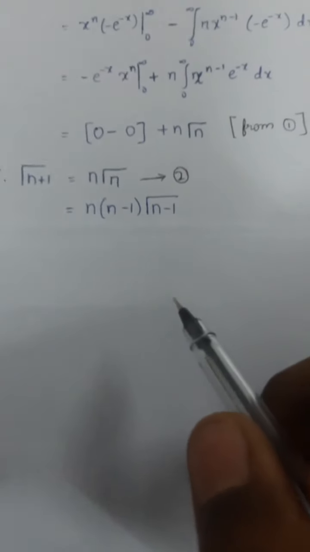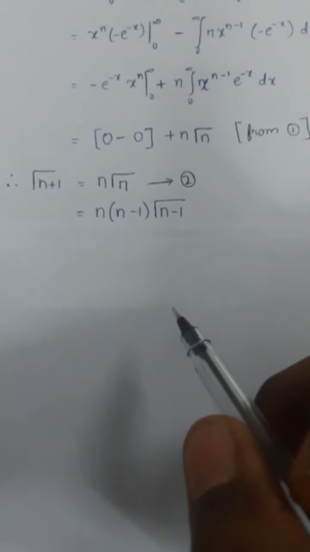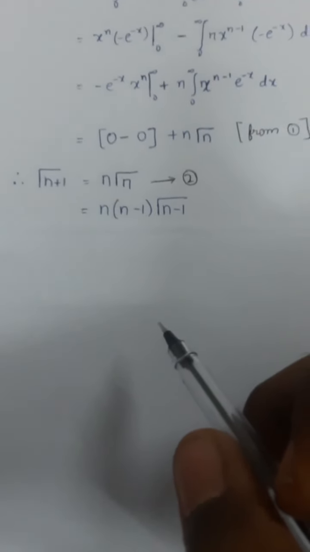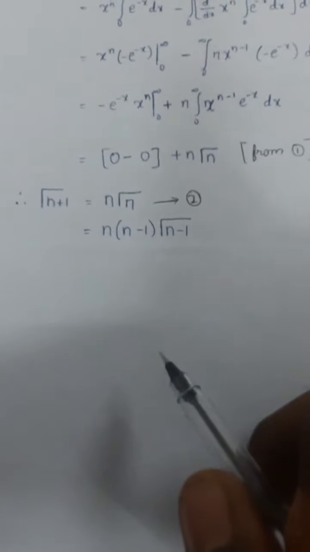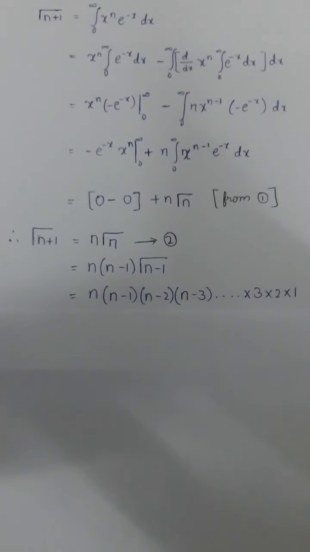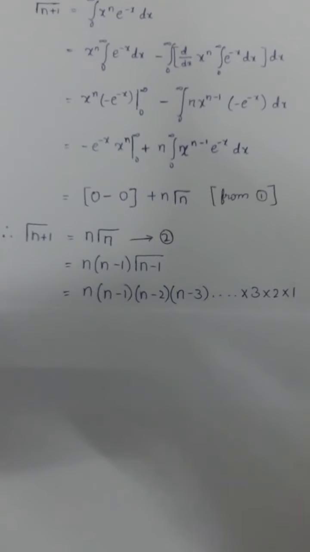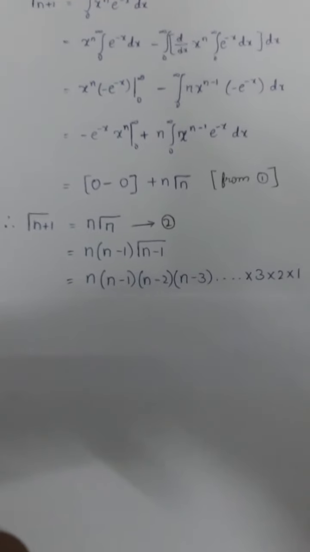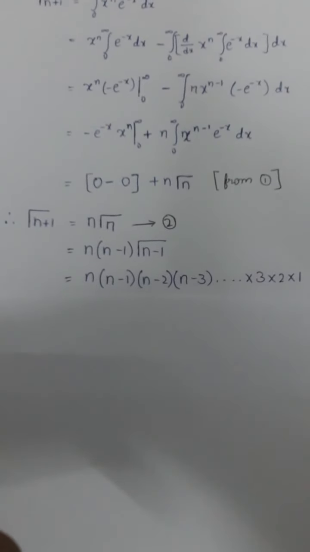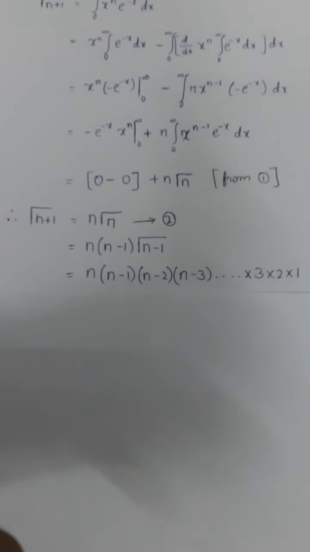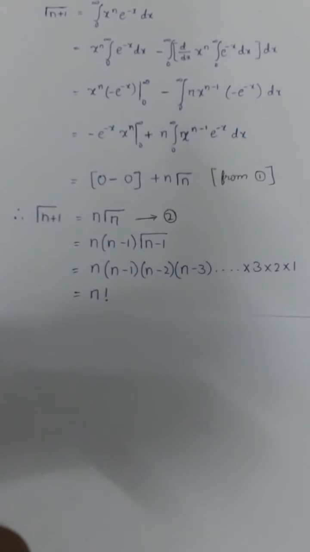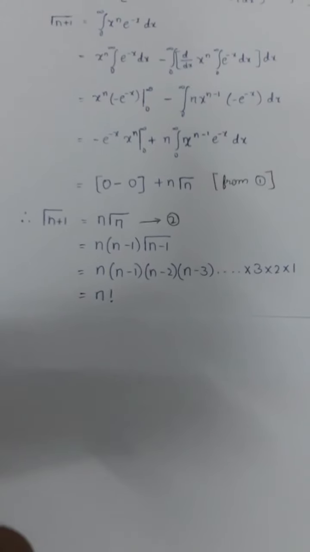If we follow the above step a couple of times, we get the values of gamma n minus 1, gamma n minus 2, gamma n minus 3, and so on. And we get to the statement n into n minus 1 into n minus 2 into n minus 3, and so on, down to 3 into 2 into 1. This is in the form of n factorial. So gamma n plus 1 equals n factorial.